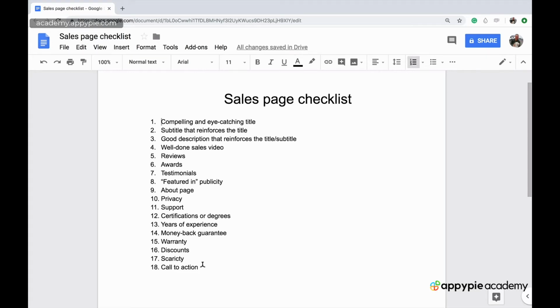I've created a sales page checklist for you so that every sales page you have now or every sales page you'll have in the future, you can reference this checklist and see, did I forget anything?